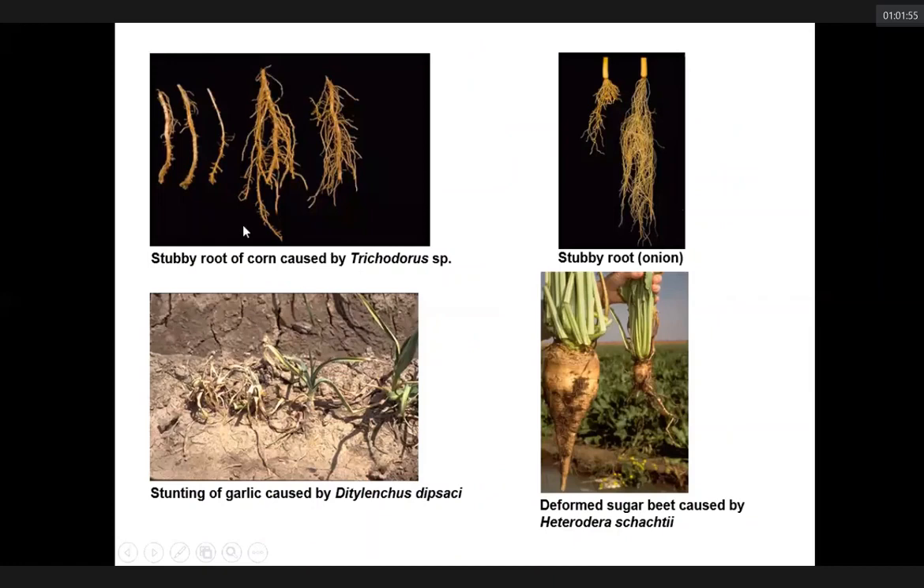You can see here stubby root of corn, maize, caused by Trichodorus. You can see stubby root here, this one, left hand side. You can see here stunting of garlic caused by Ditylenchus dipsaci. You can see nematode infestation here on the right hand side. Sugar beet: you can see here the shape is deformed. This is the normal shape, and this is the deformed shape caused by Heterodera schachtii.